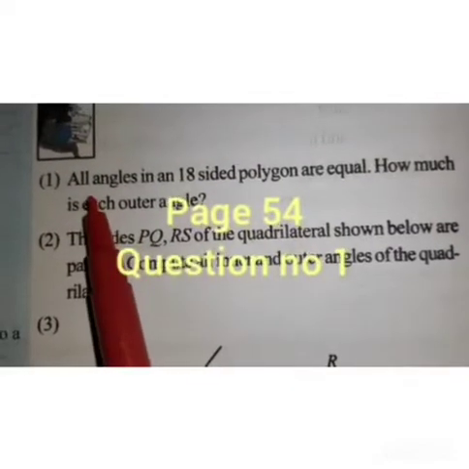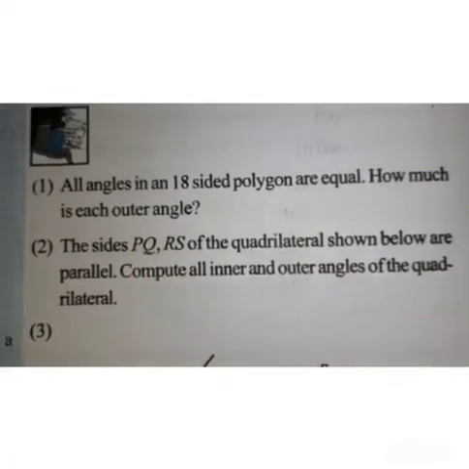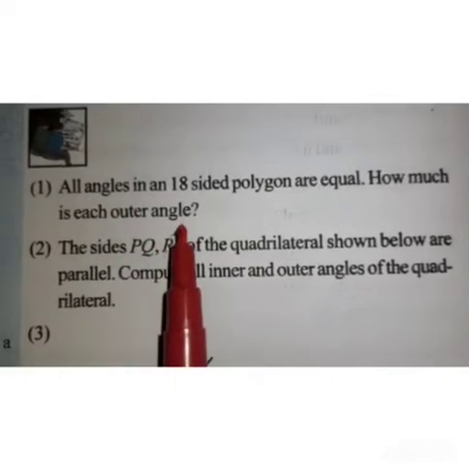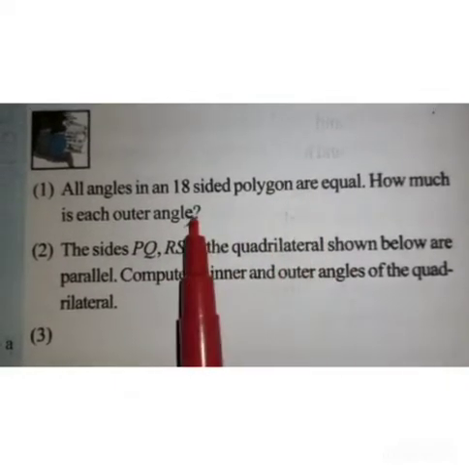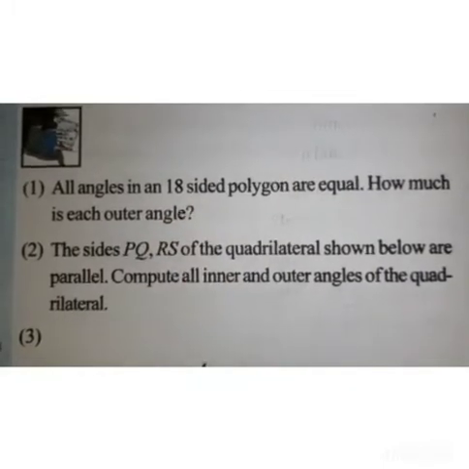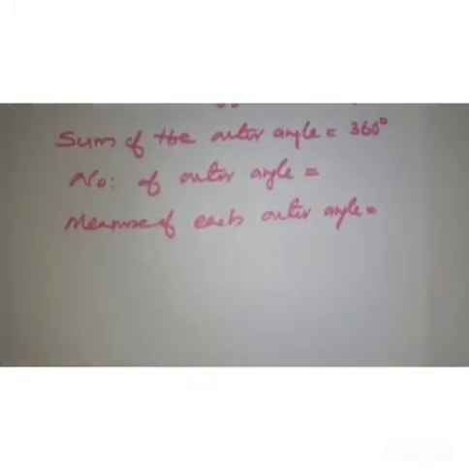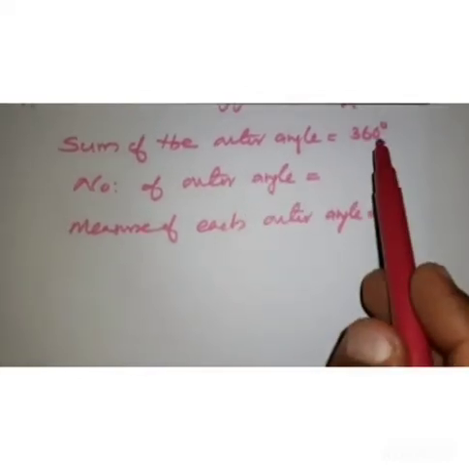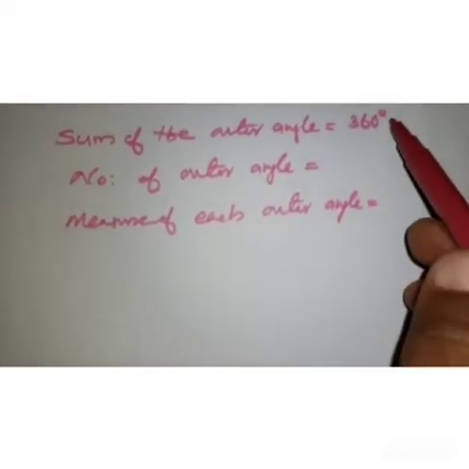See the first question. All angles in an 18-sided polygon are equal. How much is each outer angle? Each outer angle you have to find out. All the angles are equal and you have to find each outer angle. How many sides? 18 sides. See the answer. The sum of outer angles, for all polygons, is 360.